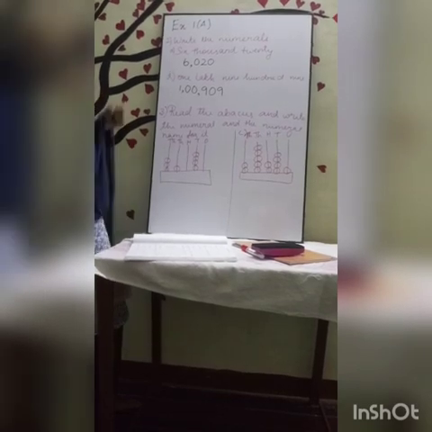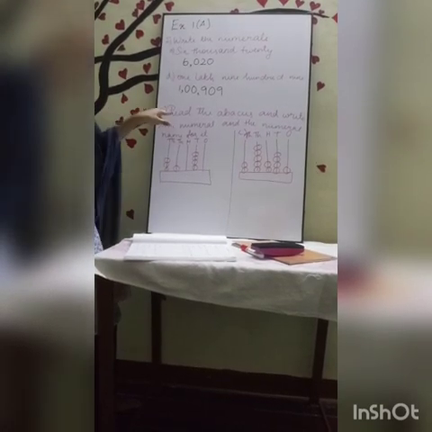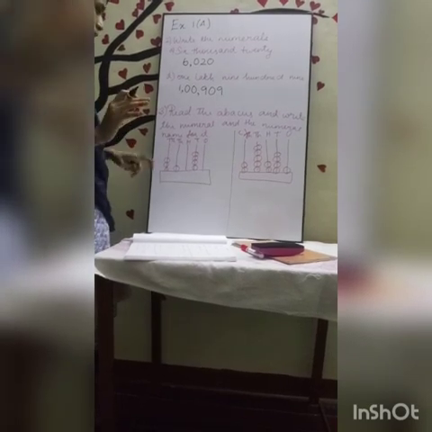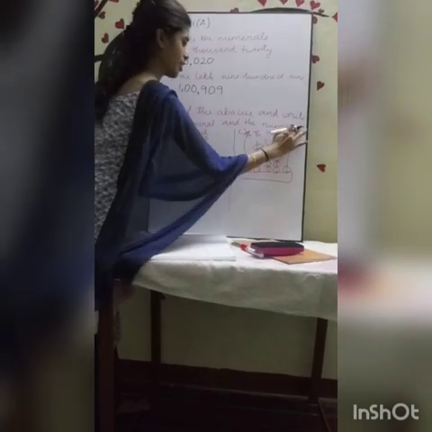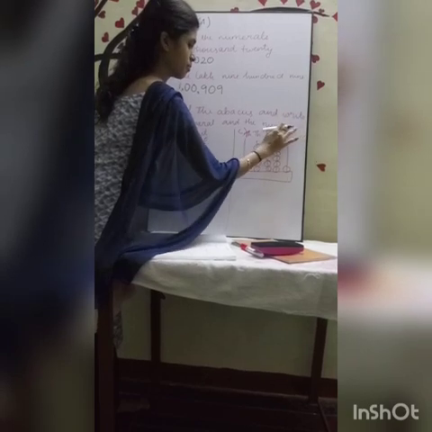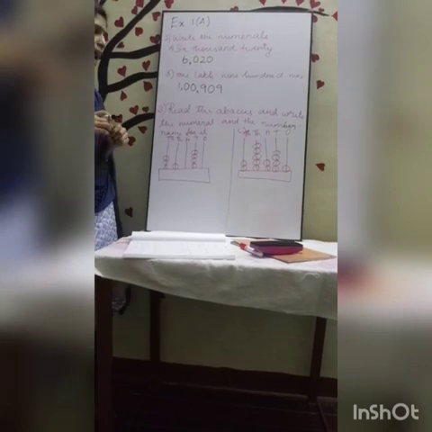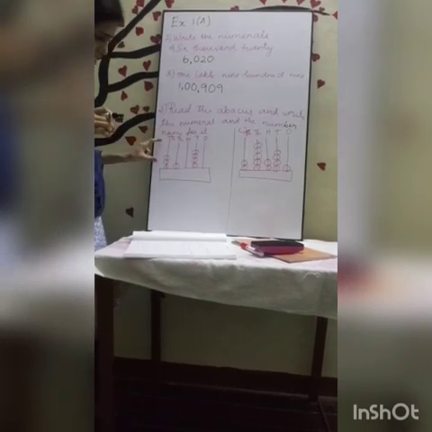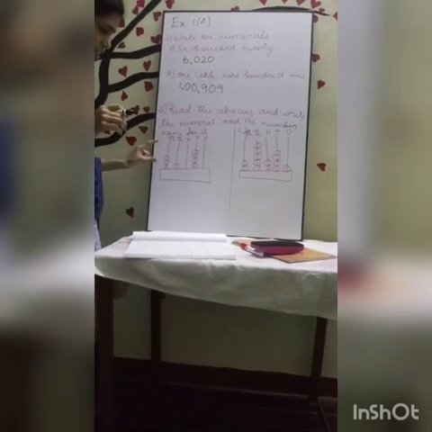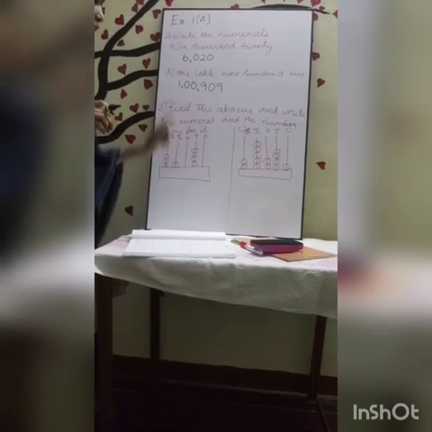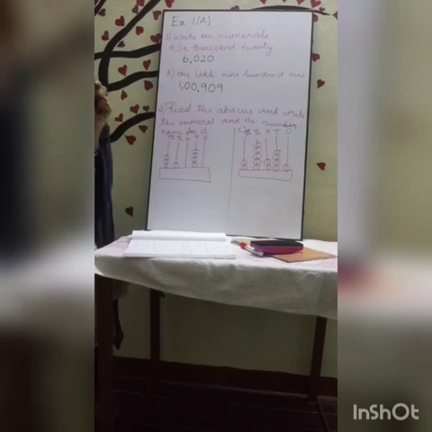Okay. Now, our next question is, read the abacus and write the numeral and the number names. Here we have to read the abacus and write the number. This is your abacus. We have to read this and you have to write the numeral. Numeral means you have to write the number. Below that you have to write the number name. This is your question.